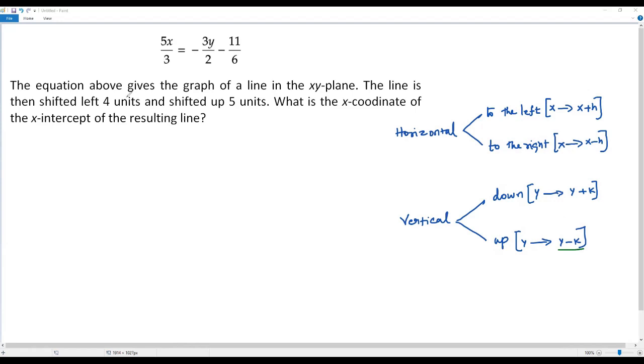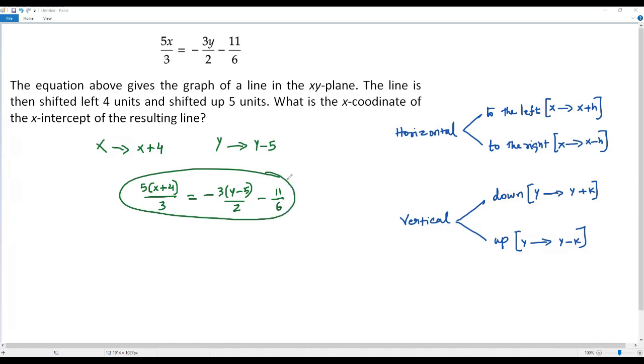Okay, now let's come to the given information we have over here. A horizontal translation of 4 units to the left, then x in the original equation has to be replaced by x plus 4, and a vertical translation of 5 units up, then y in the original equation has to be replaced by y minus 5. That is, in the given equation, we have to replace this x by x plus 4 and this y by y minus 5. Then we get 5 times (x plus 4) divided by 3 equals negative 3 times (y minus 5) divided by 2 minus 11 divided by 6. This is the equation of the resulting line, and for this line we have to get the x-coordinate of the x-intercept.